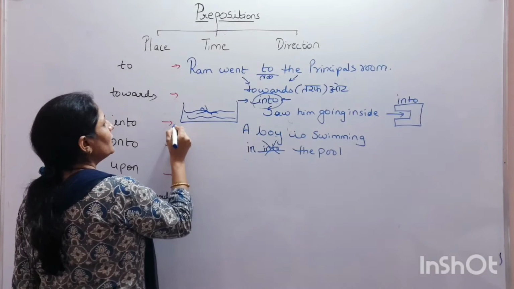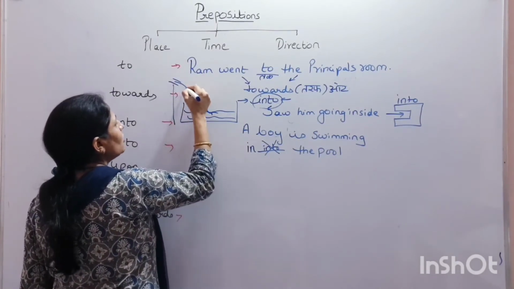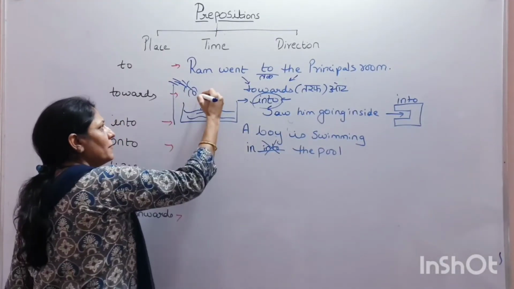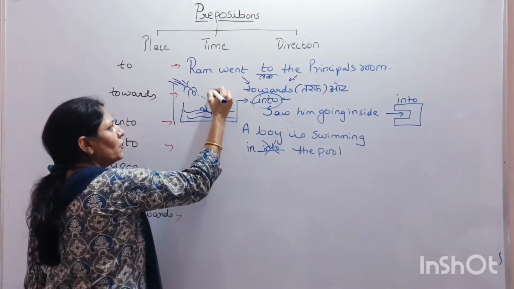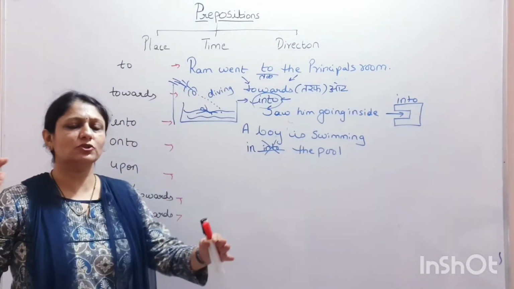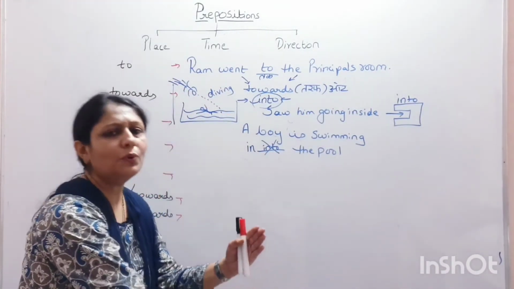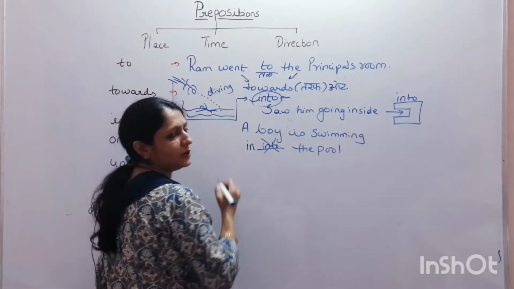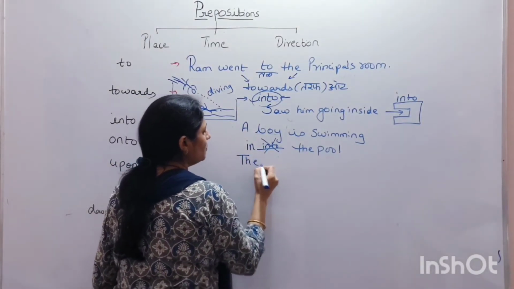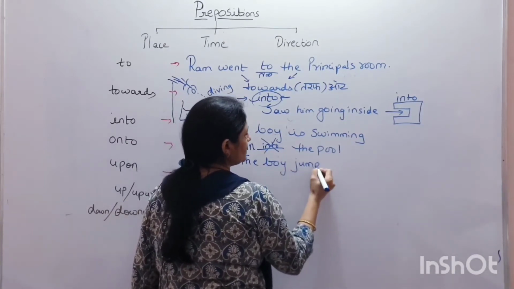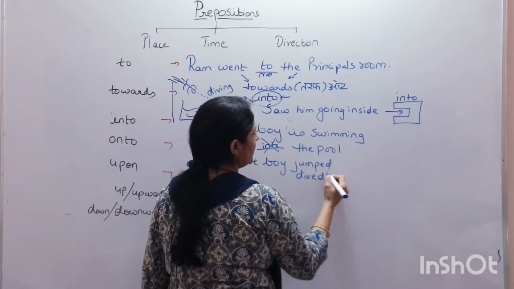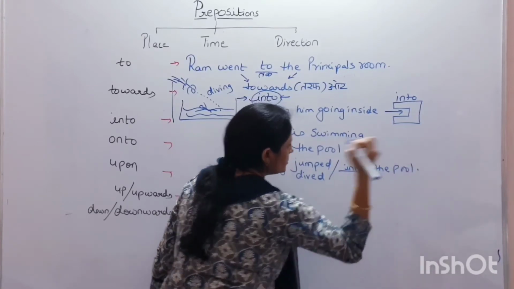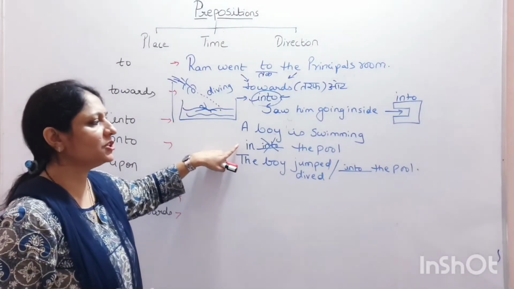But suppose if here there was a dais and I saw another boy jumping into the pool. My drawing is quite bad, children. Now if I see this boy diving. Now I saw this boy diving and moving into the pool. किसी गहराई वाली चीज़ में बाहर से अंदर आ रहा था, तब मैं यहाँ पे सेंटेंस में into लगाती, but my sentence would have been the boy jumped or dived into the pool.